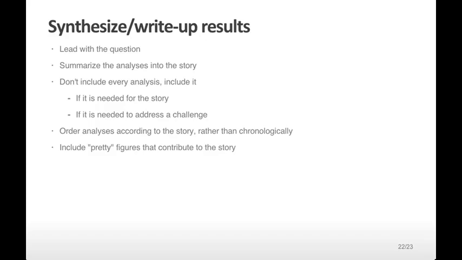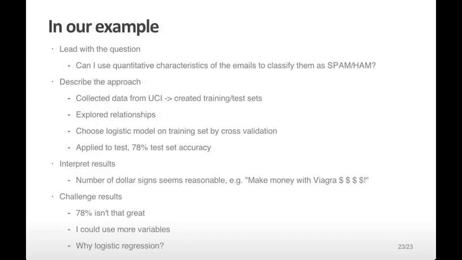Your figures should include just enough information to carry the story, but not so much that they're confusing or hard to read. In our example, you might want to lead with the question, can I use quantitative characteristics of emails to classify them as spam or ham? Then describe the approach. We collected data from a repository at UCI and created training and test sets that were independent. We then explored relationships between variables and chose a logistic model on the training set based on cross-validation. We applied it to the test set and got 78% test set accuracy.